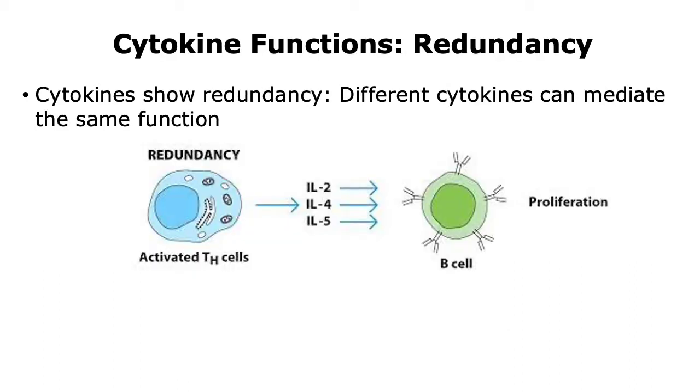Cytokines are known to show redundancy, and in this case, different cytokines can mediate the same function. So if we take the example of an activated helper T cell, it can make different types of cytokines like interleukin 2, 4, and 5. And all three cytokines, which are structurally different from one another, can go ahead and act on B lymphocytes and induce the same outcome, which is proliferation. So in this case, all three cytokines mediate the same function and hence are redundant.